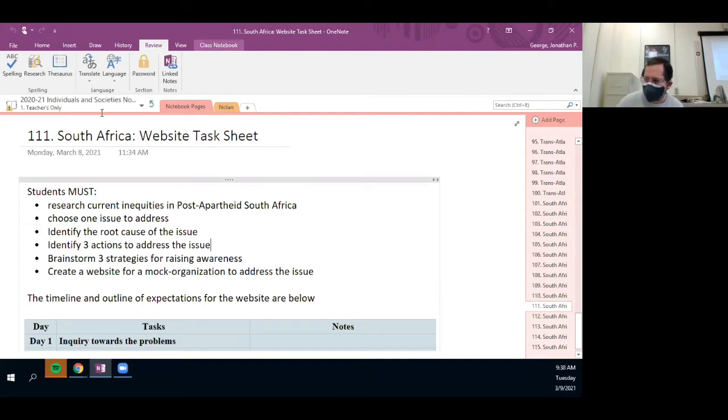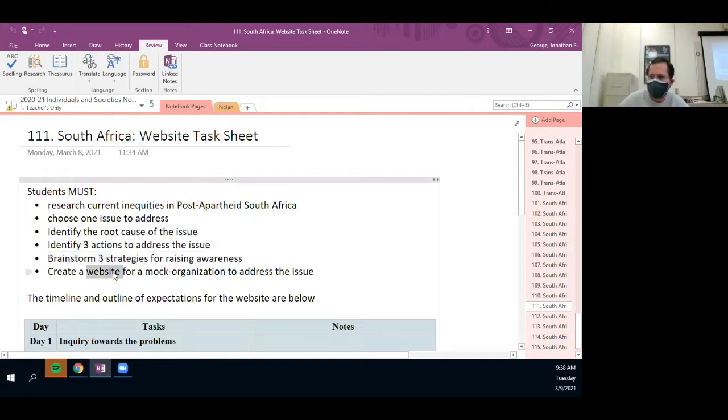Second task here, you're going to choose one issue to address. You're going to identify and focus on one of those inequities. Then you're going to identify the root cause of the issue. Why is there an issue with that? And then 3 actions to address the issue. What can you do as an organization, a person? What could be done to alleviate or address that issue? And then brainstorm 3 strategies to raise awareness about that issue and what you want to do.